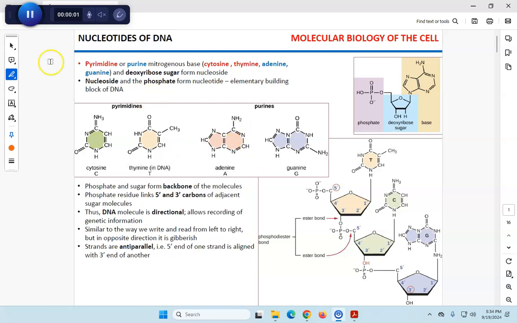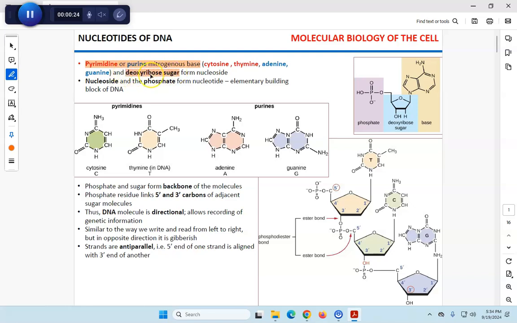So, things to know from here. Know the difference between pyrimidine and purine bases. I will ask about that. You don't need to know the formulas. You do need to know what base is pyrimidine, what is purine.